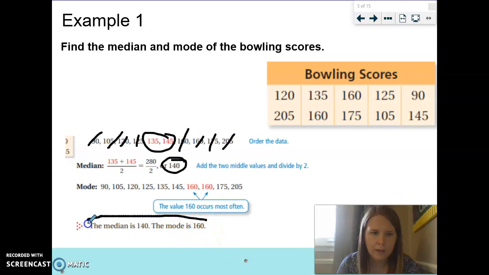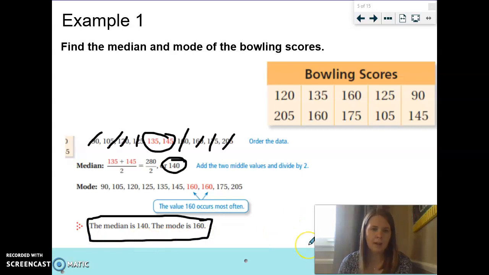Okay, so here's your final answer for both of them. Your median is 140, and your mode then is 160.